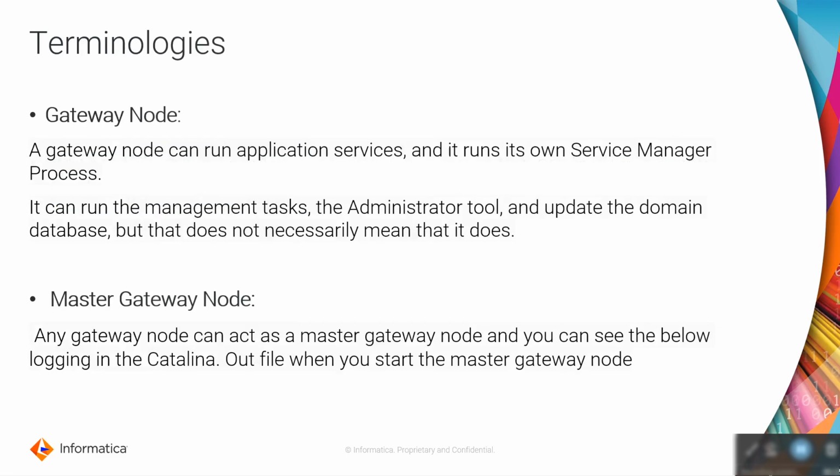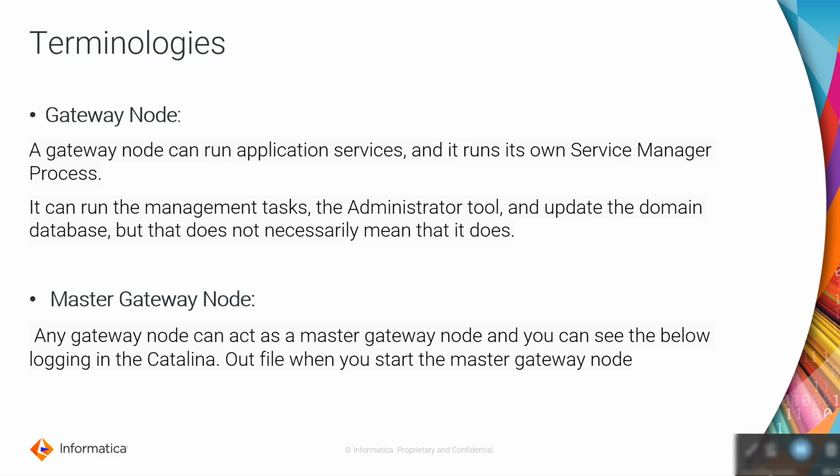Before we start to configure it, there are a few basic terminologies that we need to be aware of. The first one is the gateway node, and the second is the master gateway node. A gateway node is a node where it can run application services, it can run its own service manager process, and it can run the management tasks and the Administrator tool. Basically, it can update the domain DB. So any node that can perform all these activities can be a gateway node, but that does not necessarily mean that all the gateway nodes will be performing these activities.